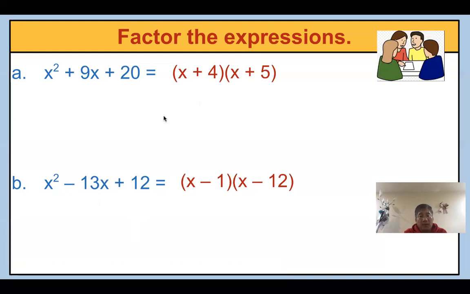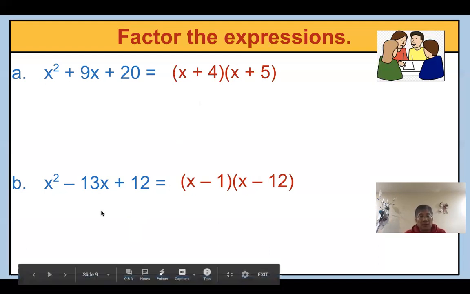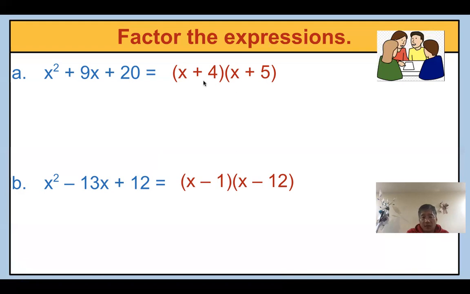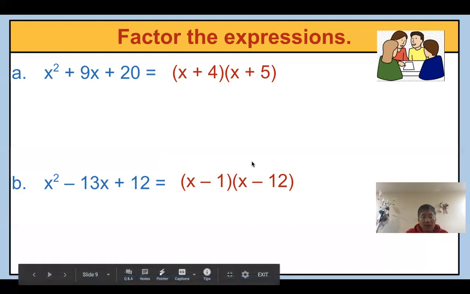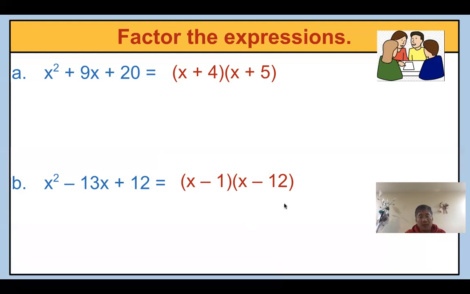But if you use Kim's method, and you are not sure how to use it, what should you do? Go back, right? Move the video back, and I explain Kim's method and how to do it. You will find the zeros, negative 4 and negative 5, in the calculator, right? Then you write down x plus 4, x plus 5. This one, you find the zeros 1 and 12. Then x minus 1, x minus 12.